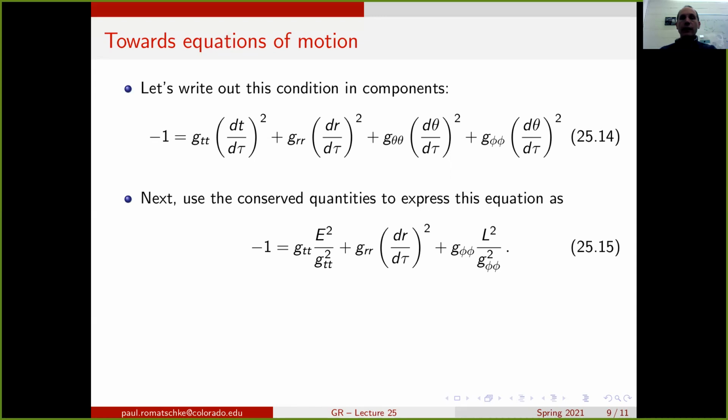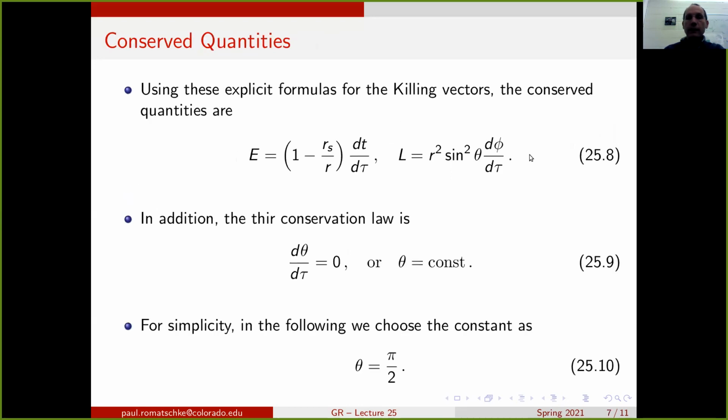Okay, so now we can recognize that these terms, for instance dt/dτ, sorry, there should be a dφ/dτ here, are related to the conserved quantities that we talked about earlier. So let me quickly back up. We have our conserved quantities that relate dt/dτ to the energy, which is conserved, and dφ/dτ to the angular momentum, which is conserved. And we've set dθ/dτ to 0, so that's also conserved.